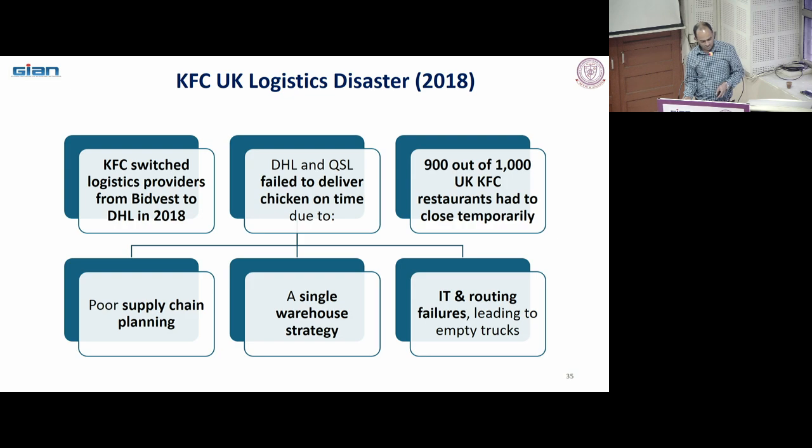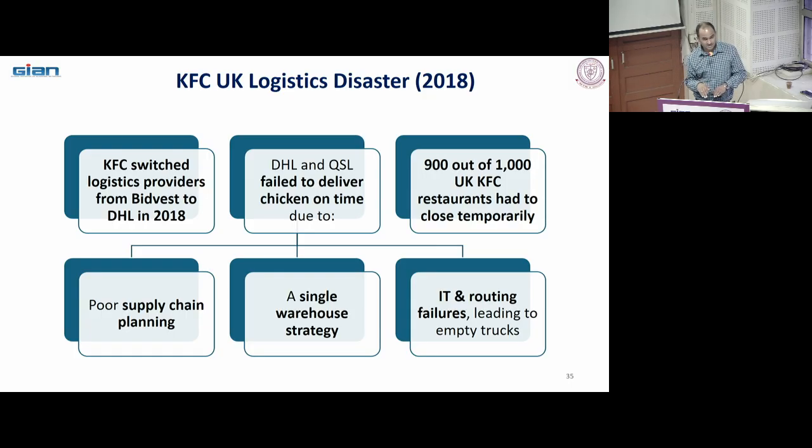You can see here, KFC switched the logistics provider from Bidvest to DHL in 2018, and DHL and QSL failed to deliver chicken on time because of three reasons. What were those three reasons? The first one is poor supply chain planning. DHL was a major third party logistics provider, but they did not have any experience of managing the perishable nature of products. They had poor supply chain planning and a single warehouse strategy. If you look at the Bidvest logistics network, they had 6 distribution centers located in the UK to supply the 1,000 outlets in the UK.